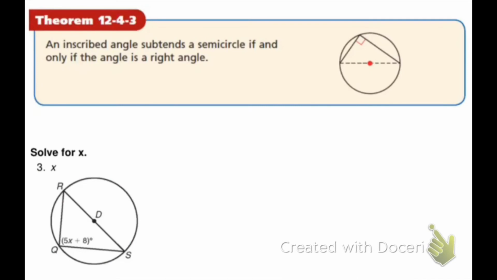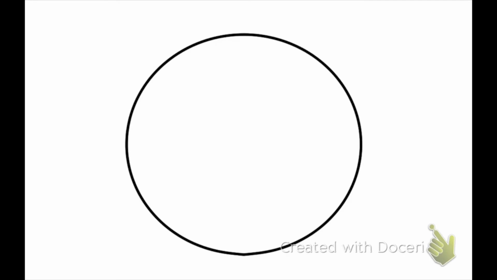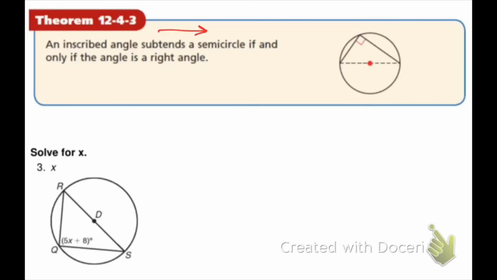Our next theorem states that an inscribed angle subtends a semicircle if and only if the angle is a right angle. So the if and only if, hopefully you guys remember that as our biconditional. It works both ways. So really what's going on is that you could say our first direction, if an inscribed angle subtends a semicircle, then the angle is a right angle.